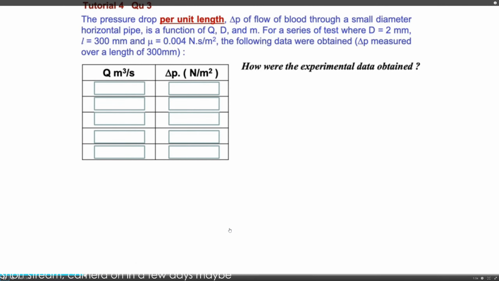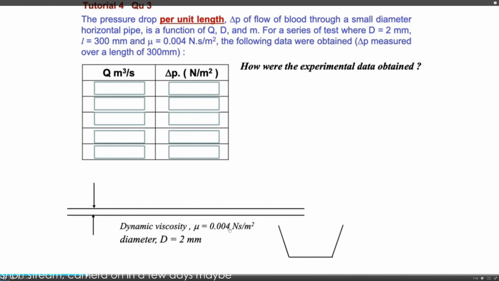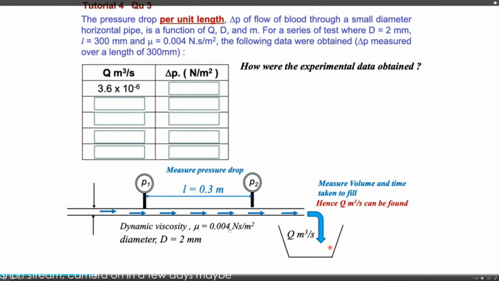First, let us see how this experimental data was obtained. There is an experimental setup. The setup comprises a pipe diameter of 2 millimeter, and the viscosity of the fluid that we are going to test is 0.004 Newton second per meter squared. We create a flow that goes through this pipe. Then you measure the volume flow rate, by measuring the volume and the time taken. At the same time, you also want to measure the pressure drop for this particular flow rate. For a flow rate of 3.6 times 10 to the power minus 6 meter cube per second, the corresponding pressure drop is 1.1.